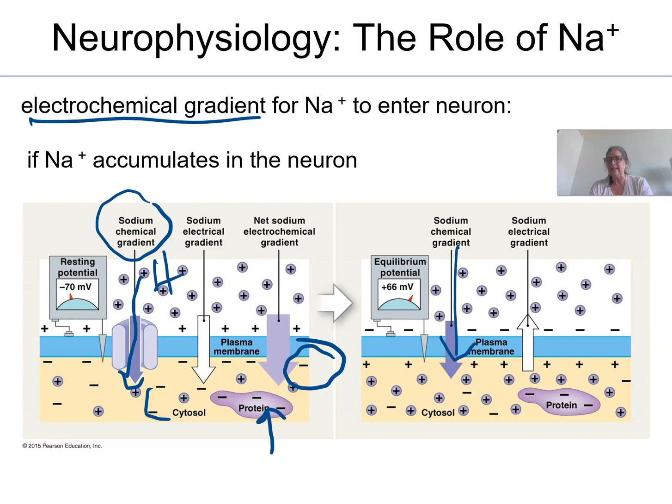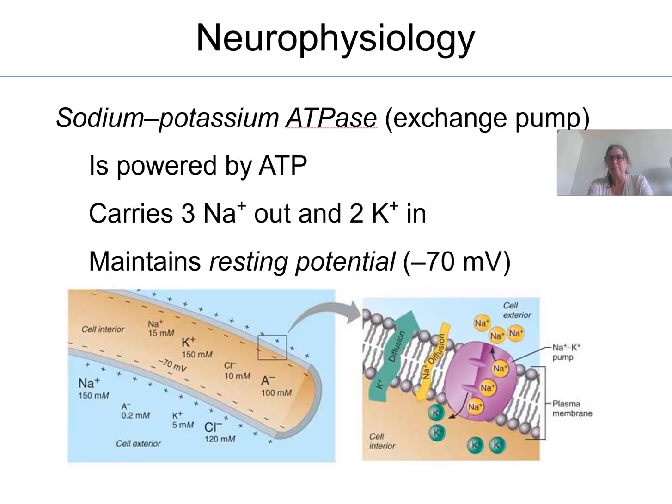Very little of it leaks in at rest because there are very few leak channels. But if we let it accumulate, if we never kicked it out and we let it go until equilibrium was reached, it would actually change the charge to plus 66. So obviously that's way too positive. So what's happening? Why are we keeping this thing at minus 70?